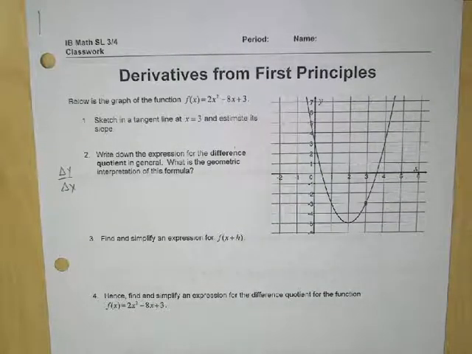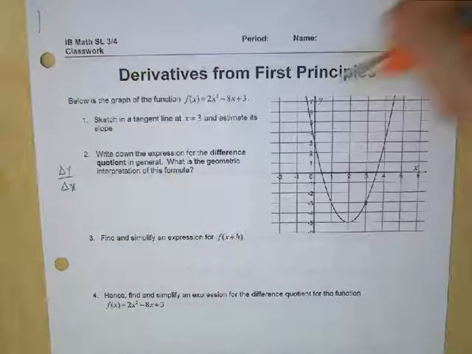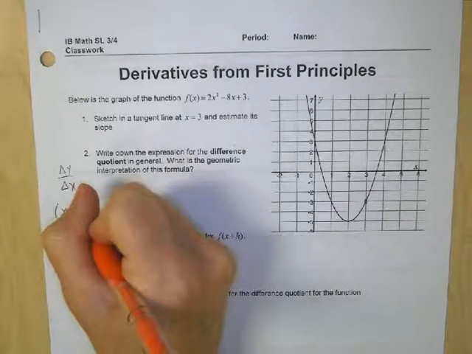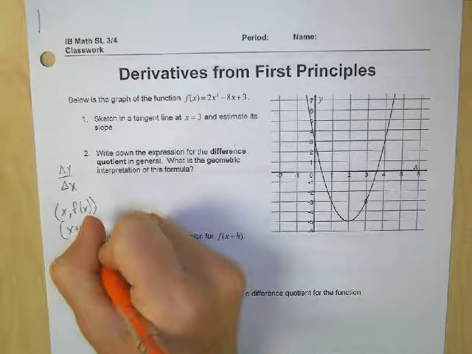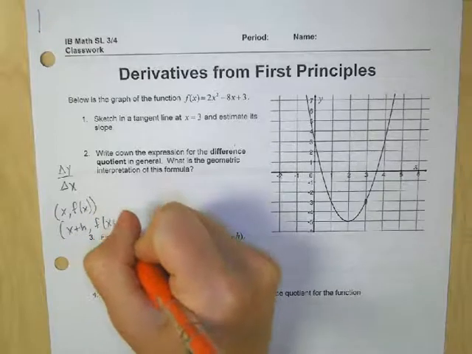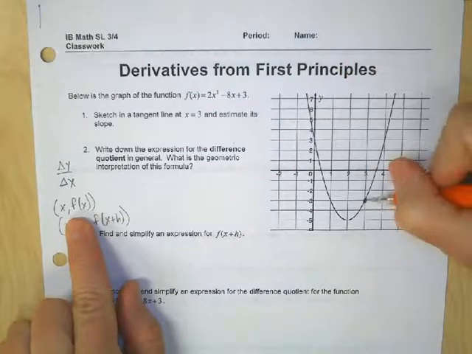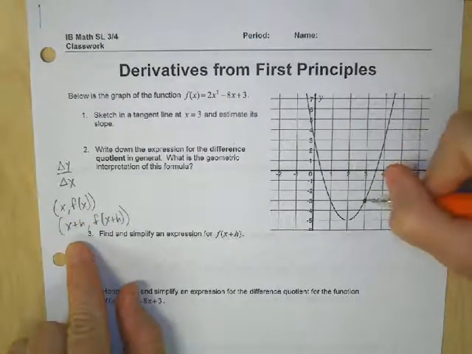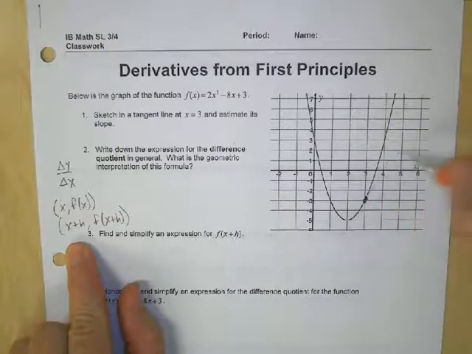And we saw in class that we are going to substitute in the values. For the first point, it's going to be x and f of x. And for the second point, it's going to be x plus h and f of x plus h. Because this represents the point that we're interested in. That's x and that's y. And then the second point would be another point incredibly close to the first point so that we could then find the slope of that line.